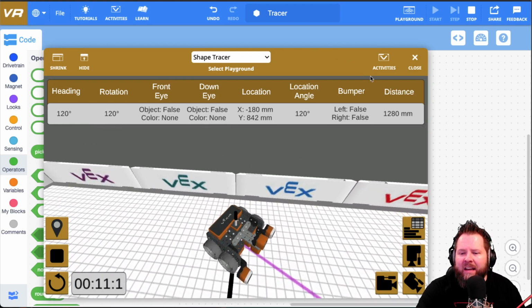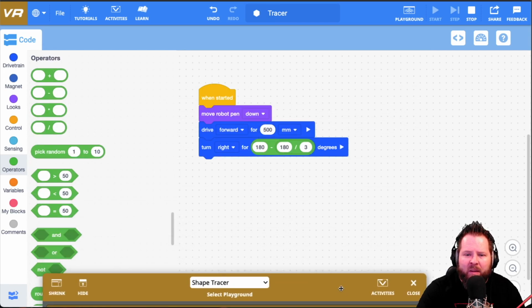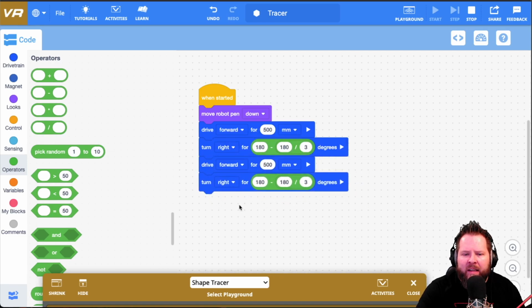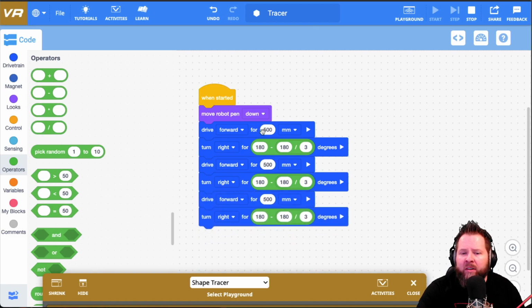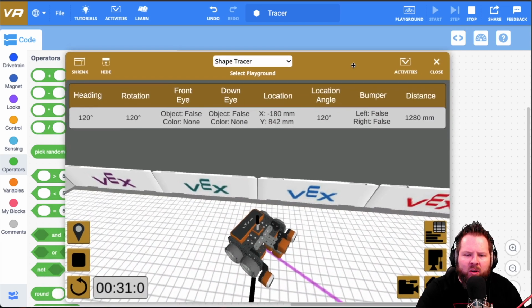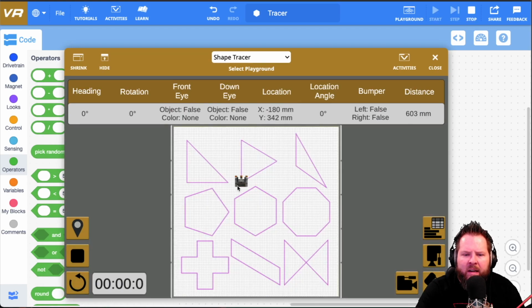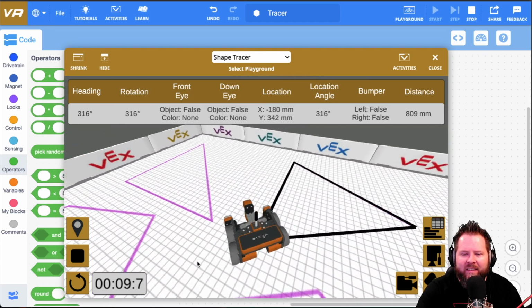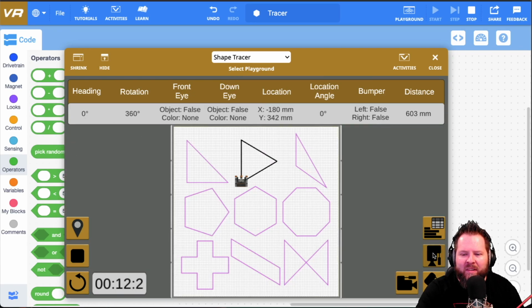And I think all the sides are the same. They're probably all 500. So I could do this. I could duplicate that. And then I could duplicate this, because I know I need to drive 500, turn, drive 500, turn, drive 500. And I don't need to turn there at the end. But I just wanted to show you that it's doing the same thing 3 times. Look at that. Yes. And that's it. Boom. All right.